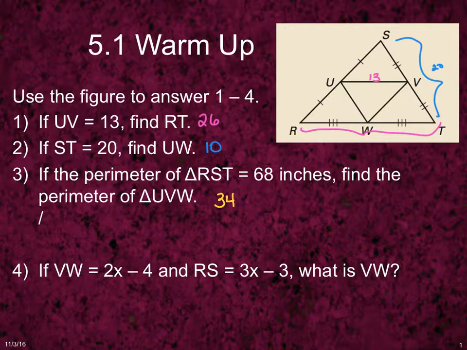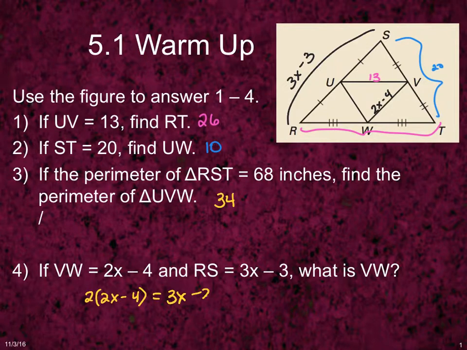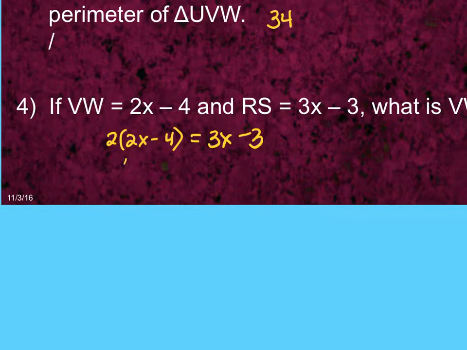VW is 2x minus 4, and RS is 3x minus 3, what's VW? So what's the relationship between these two? Okay, I could either say that 2x minus 4 is 1/2 of 3x minus 3, or I could say 2 times 2x minus 4, which is a lot easier. Good. So then from here, I can say 4x minus 8 equals 3x minus 3. Subtract the 3x. x minus 8 equals negative 3. Add the 8. And x equals 5.